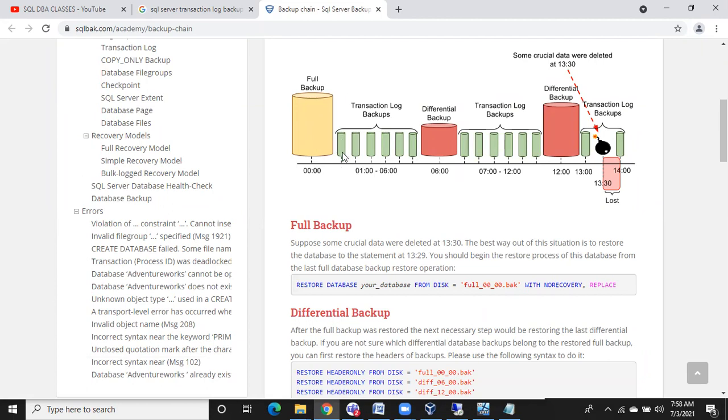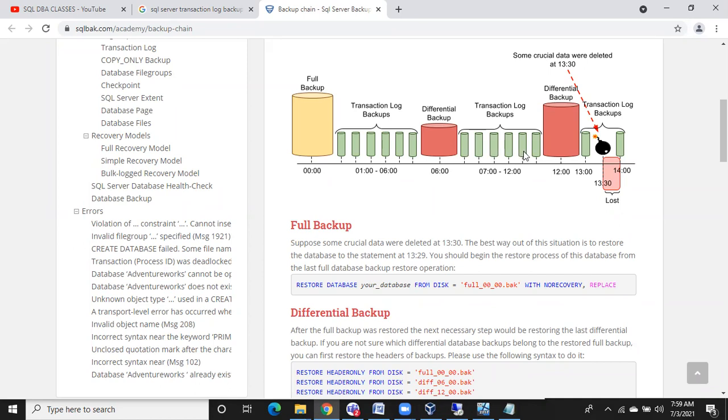You can see this is the first log backup. Every 1 hour he is taking the log backup, 1 hour, 1 hour, 1 hour, up to 6 a.m. He took 6 log backups. These are all transaction log backups. Then at 6 o'clock he took the differential backup.